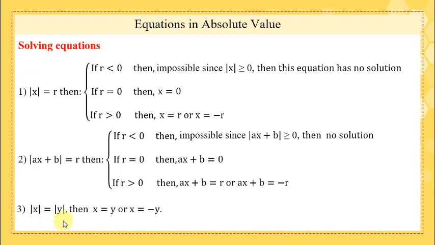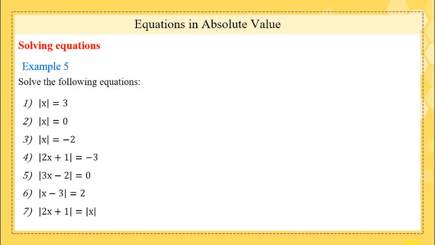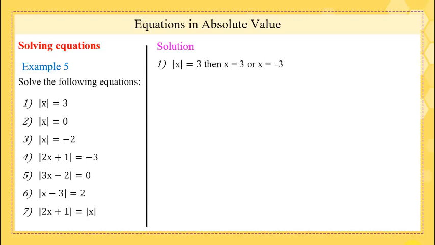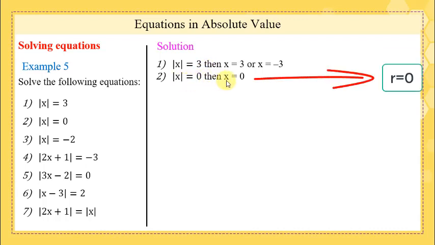Here we have absolute value of x equals absolute value of y. This equation has two solutions, x equals y or x equals minus y. Solve the following equations. 1. Absolute value of x equals 3. Then x equals 3 or x equals minus 3, since 3 is positive. Absolute value of x equals 0. Then x equals 0.